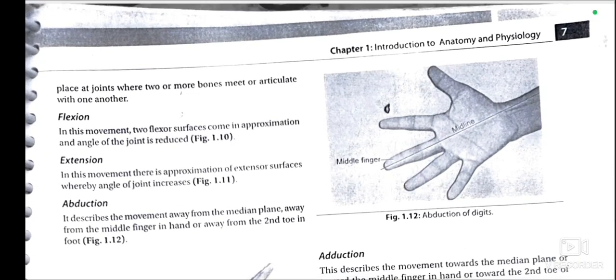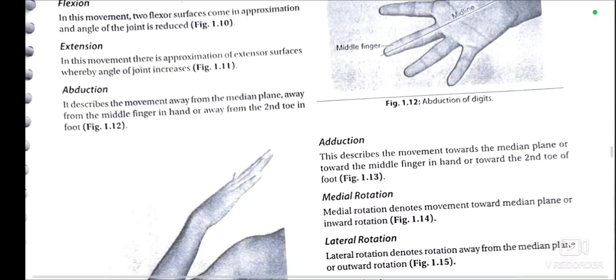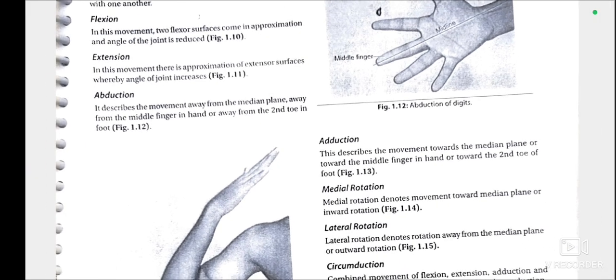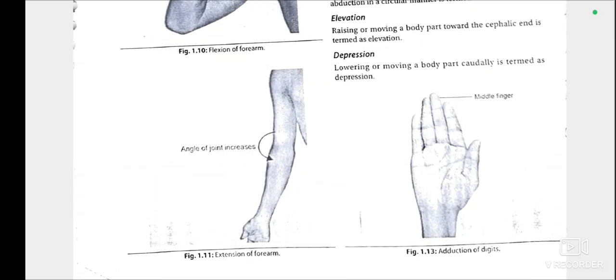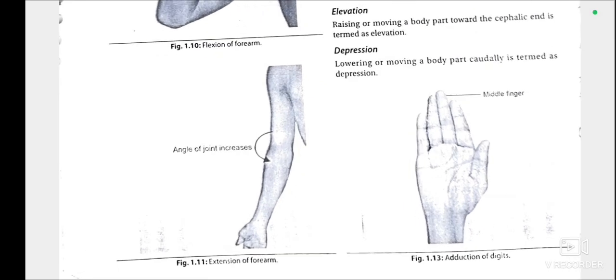And the next is adduction. Adduction describes the movement towards the median plane or toward the middle finger in the hand or toward the second toe of the foot. I will explain in the picture. You can see the fingers, the middle finger and the other fingers will be joining, completely joined.